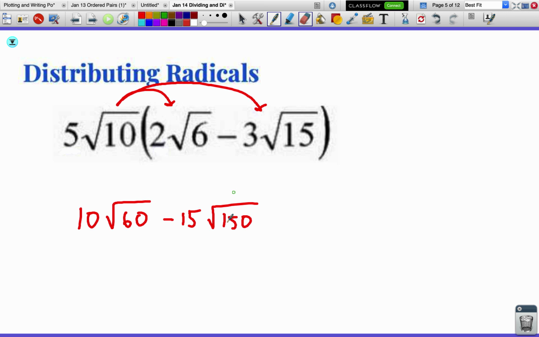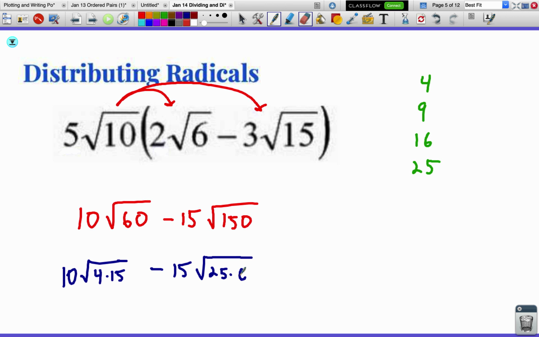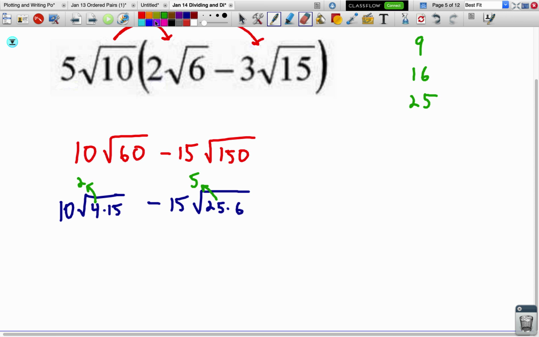And now check again to see if any of these radicals have perfect square factors and can be simplified. Our perfect squares are 4, 9, 16, 25, and so on. I see I can take a 4 out of this 60, make this 10 times the square root of 4 times 15 minus 15 times, I can take a 25 out of that 150, make that 25 times 6. And now for the 4, a 2 can jump out, and for the 25, the square root of 25 is a 5. And I'll just multiply those directly to the coefficients as I rewrite it.